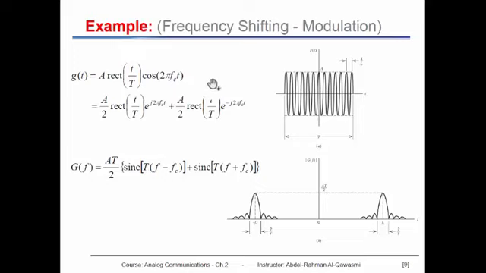So the modulation is a simple multiplication between two signals. This is rectangular and this is the sinusoidal. The result of multiplication we have here, and now applying the Fourier transform, we have the Fourier transform result of g of t, we have g of f. As you see, the result of Fourier transform of a radio pulse, we have two sincs.